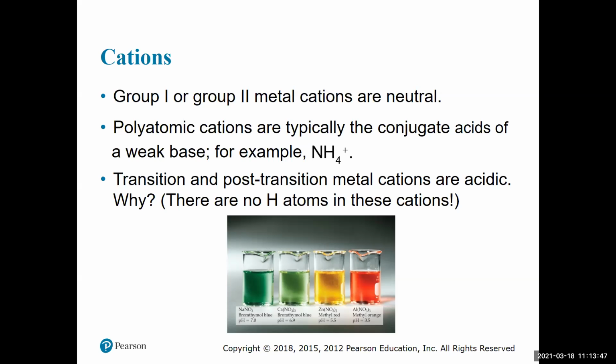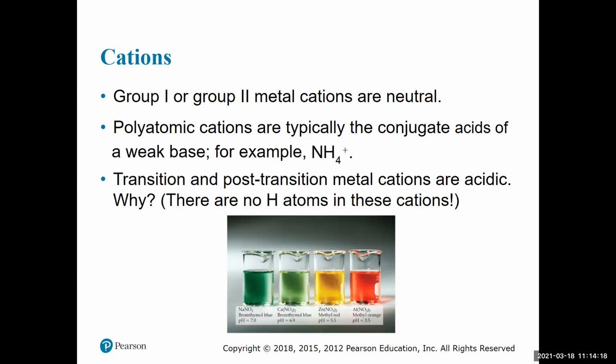Polyatomic cations are typically the conjugate acids of a weak base. By polyatomic, we just mean that there's more than two atoms in it. And so in this case, we're taking the ammonium ion, NH4+. Those cations are typically conjugate acids of a weak base.